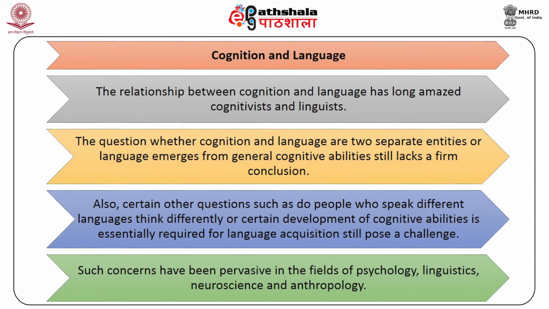Cognition and language. The relationship between cognition and language has long amazed cognitivists and linguists. The question whether cognition and language are two separate entities or language emerges from general cognitive abilities still lacks a firm conclusion. Also, certain other questions such as do people who speak different languages think differently, or is certain development of cognitive abilities essentially required for language acquisition, still pose a challenge. Thus, concerns have been pervasive in the fields of psychology, linguistics, neuroscience, and anthropology.